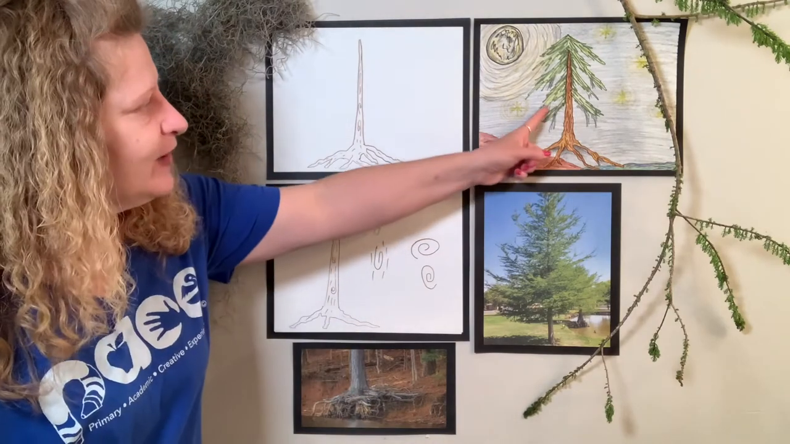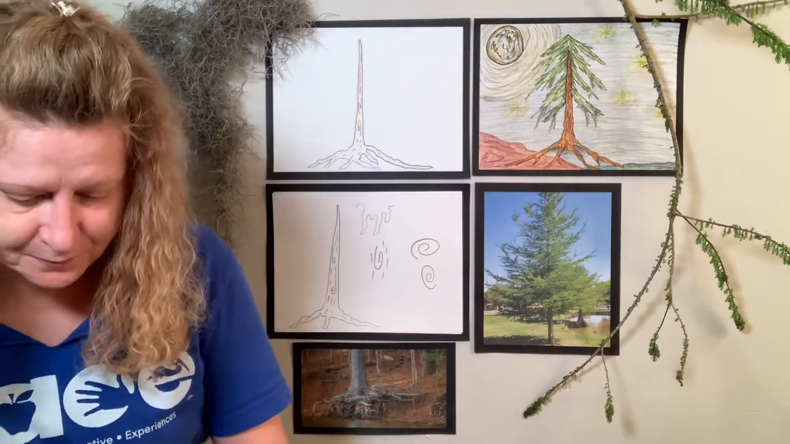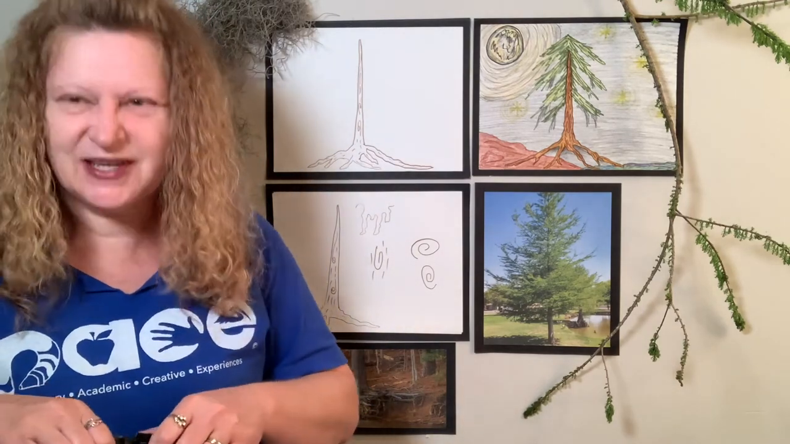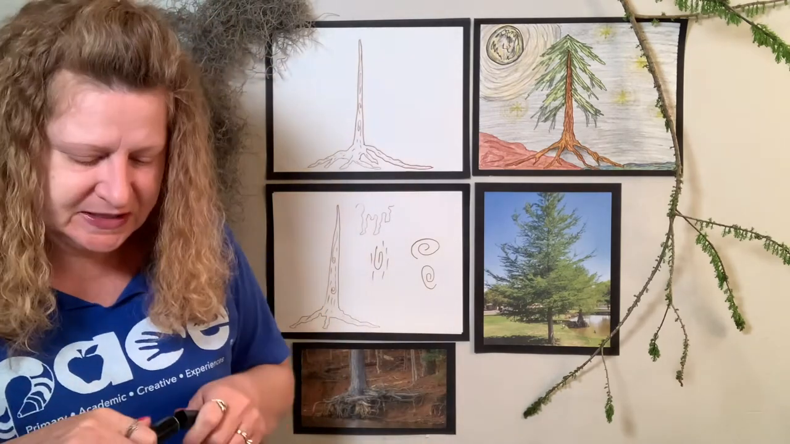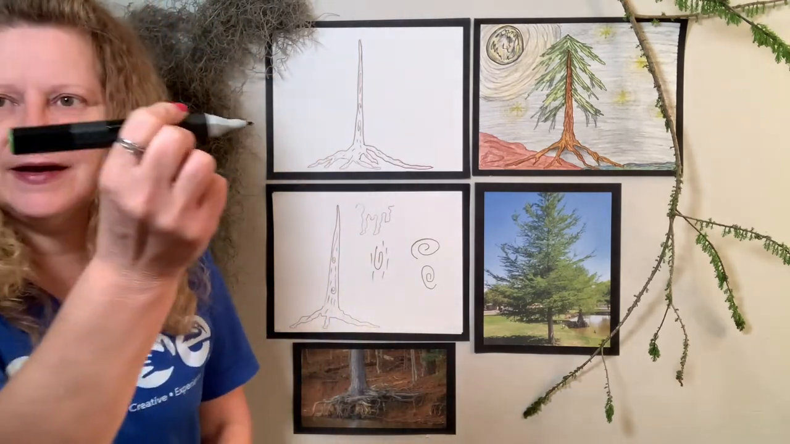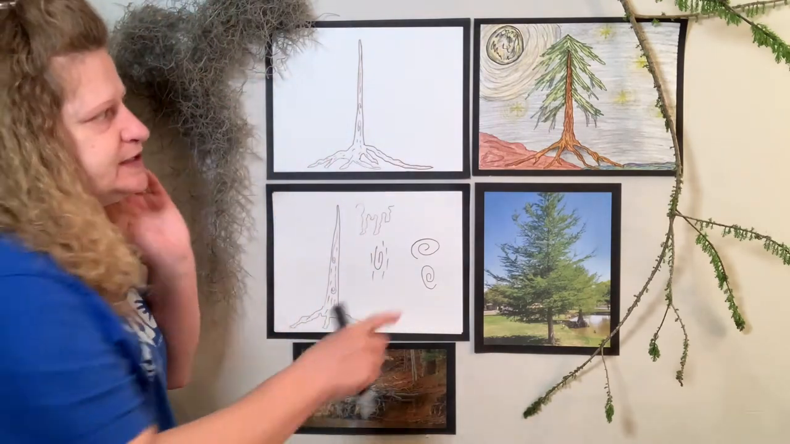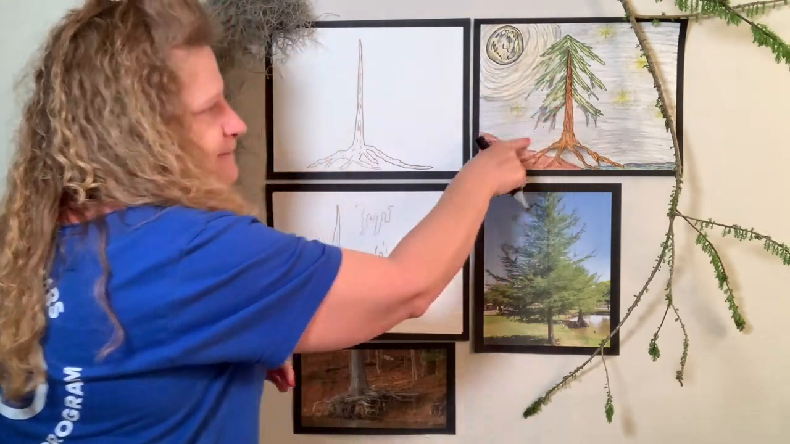And the next color I want is green. And remember, we are using a green marker. Now, Miss Jennifer has a couple different kinds of markers. And so here is just a different kind, but it's still a marker. And now what I want to do is make this part of the tree.